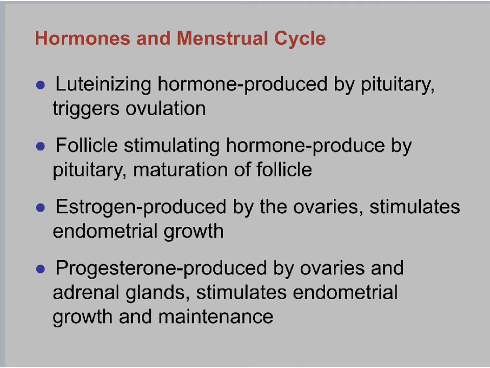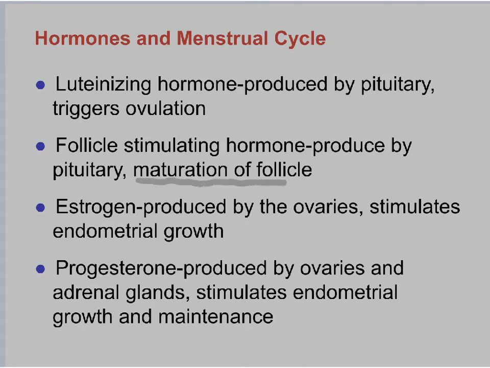A couple of these hormones you've already heard about, and maybe a couple that you haven't. But there are changes in a hormone called luteinizing hormone that's produced by the pituitary gland, and that triggers ovulation. So it triggers the follicle to release the egg. Follicle stimulating hormone, that's also produced by the pituitary, and that's involved in maturation of the follicle itself.